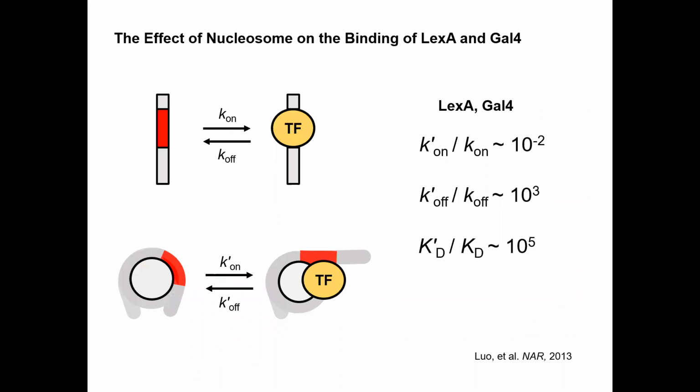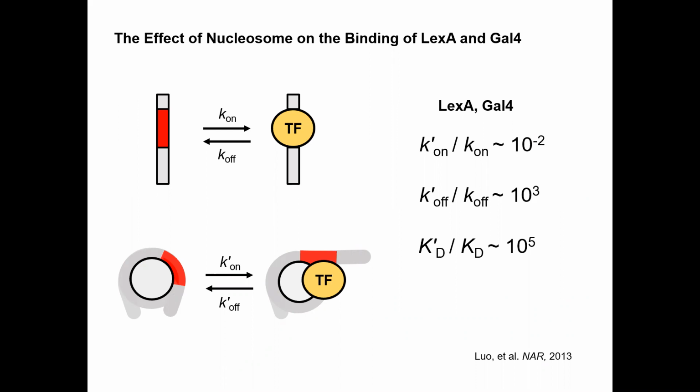And the question is, how are they different? Before I collaborated with Michael, they had already done some studies with non-pioneer factors: LexA, which is a bacterial protein, and GAL4, which is a canonical eukaryotic transcription factor. So this is what they found.